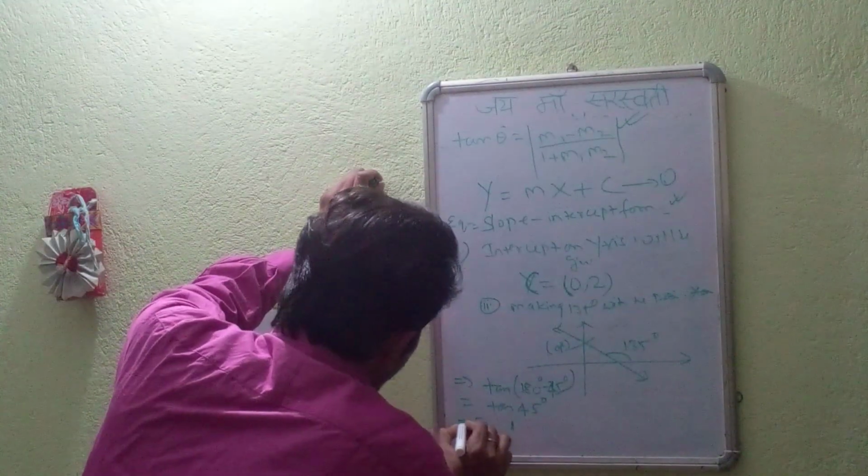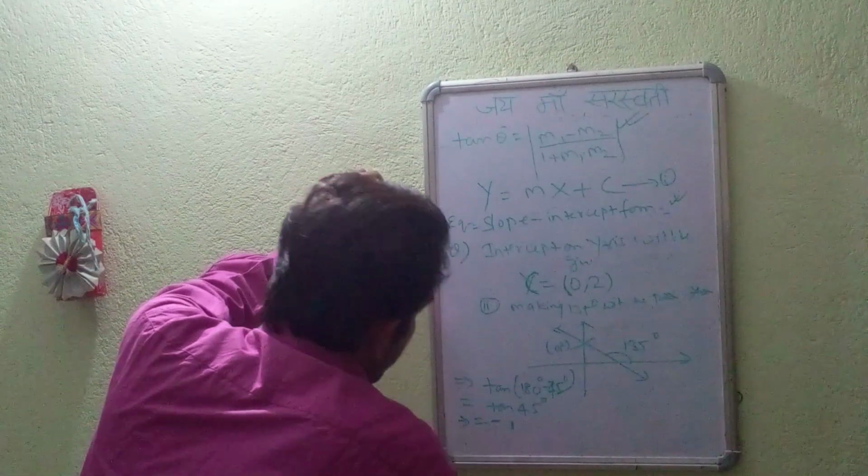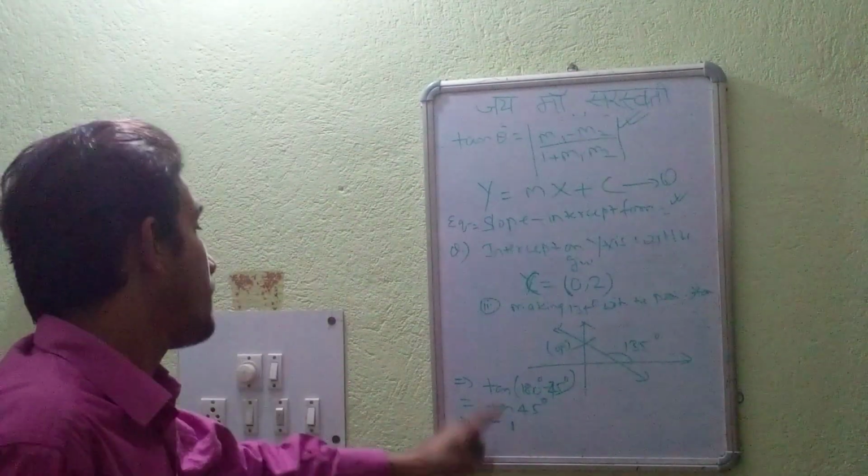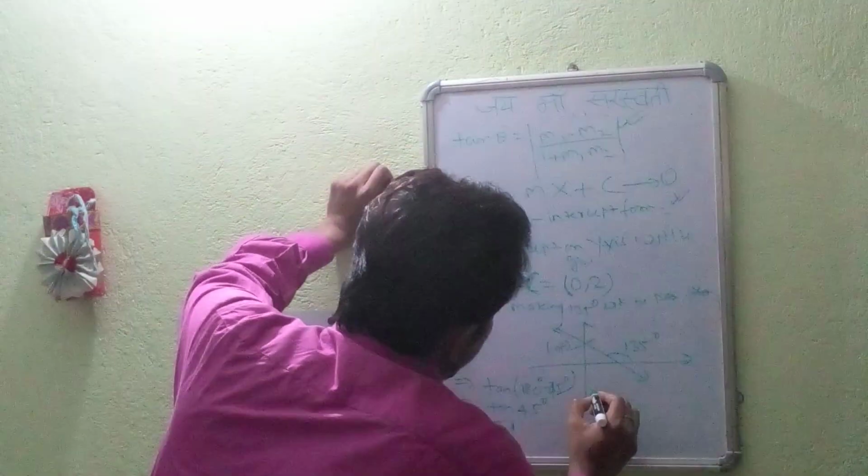So this value will be automatically equal to minus 1, according to the sign convention of the trigonometric identities. So it will be minus 1. Now we will be substituting the respective values.